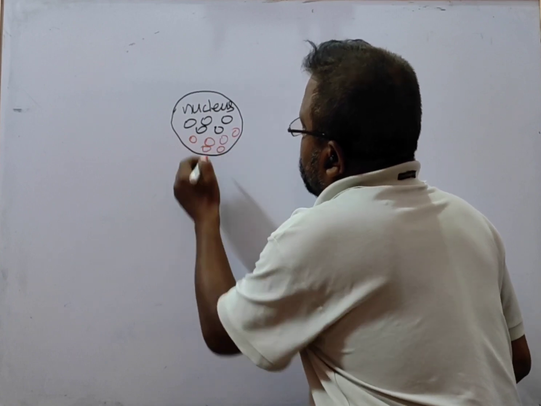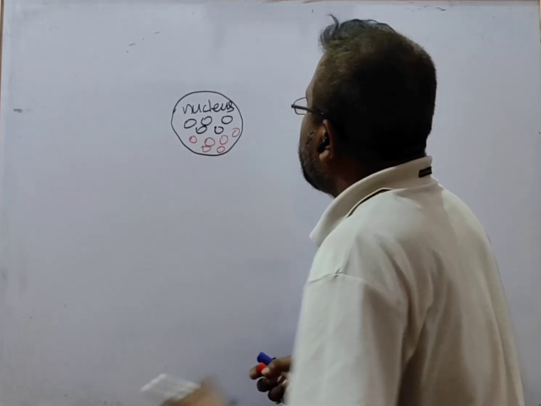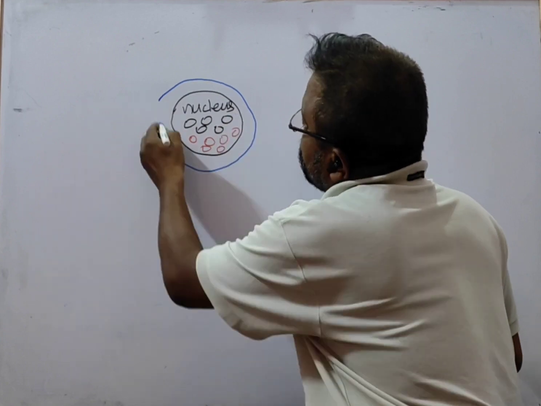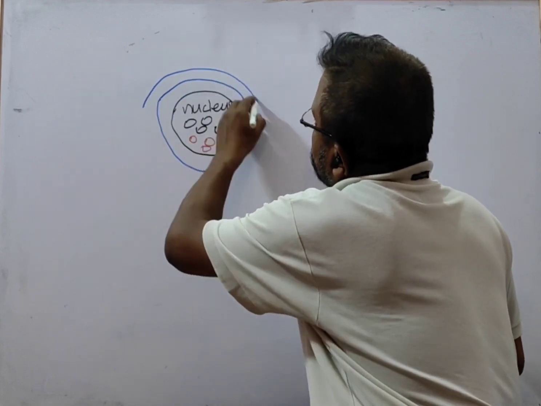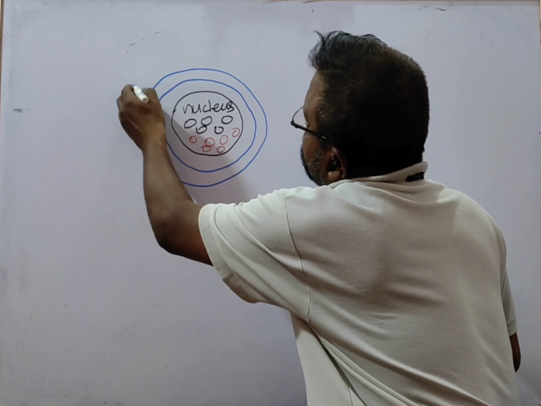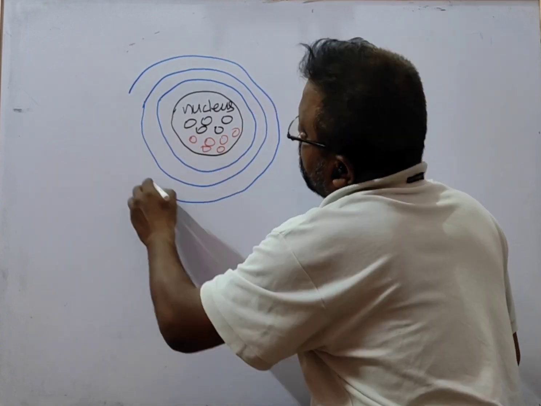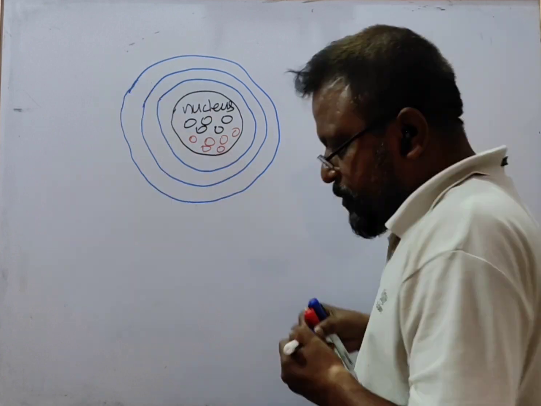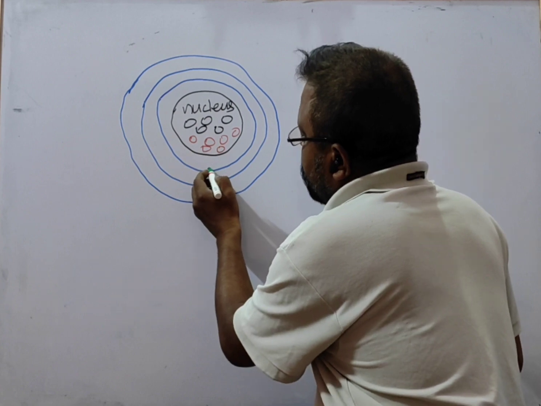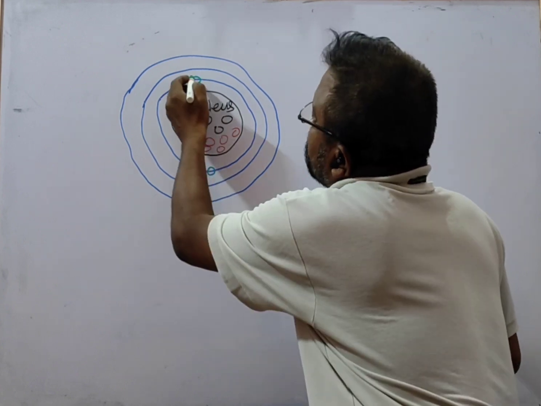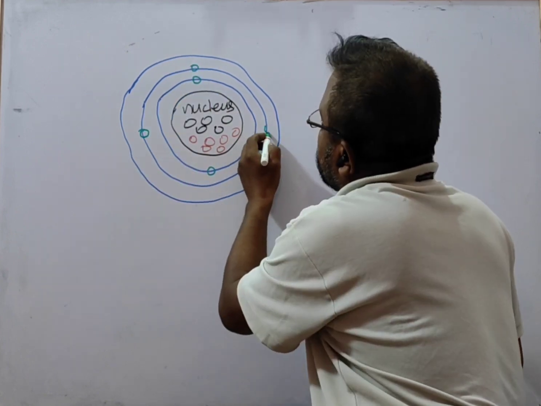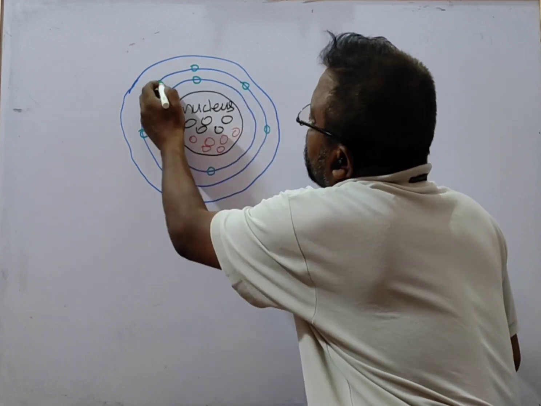And there are different energy shells outside the nucleus. These are energy shells, right? In which electrons are revolving, right? When an object is revolving in a fixed energy shell, there is no loss of energy, right? And in the first shell there are two electrons. In the second shell there were eight electrons, right?